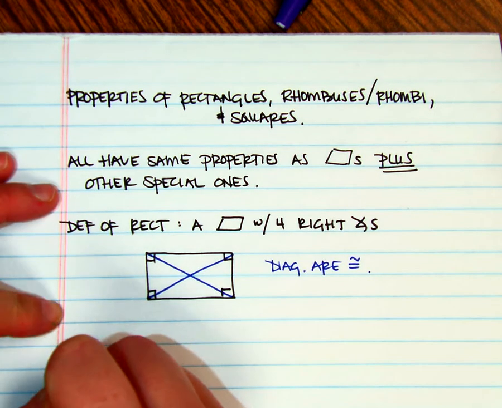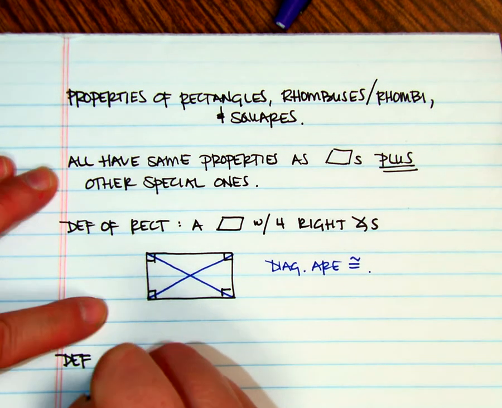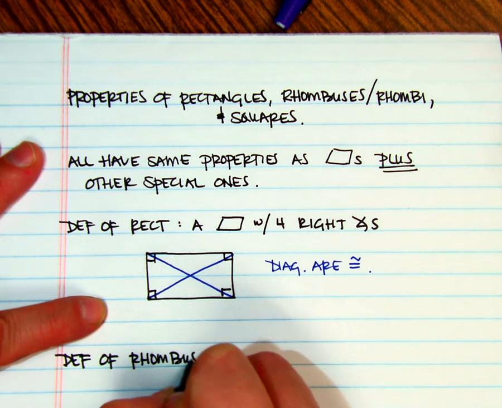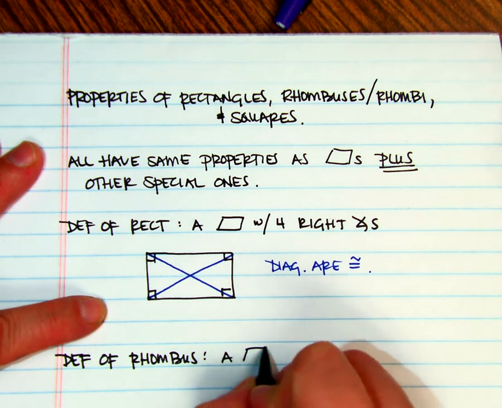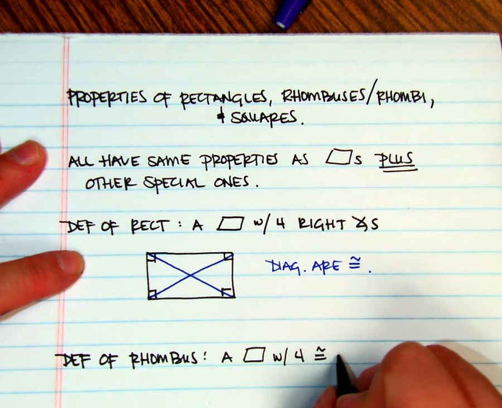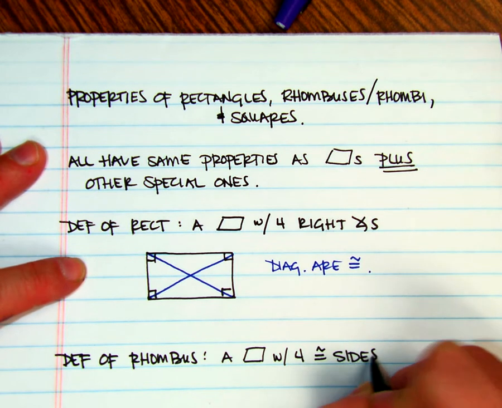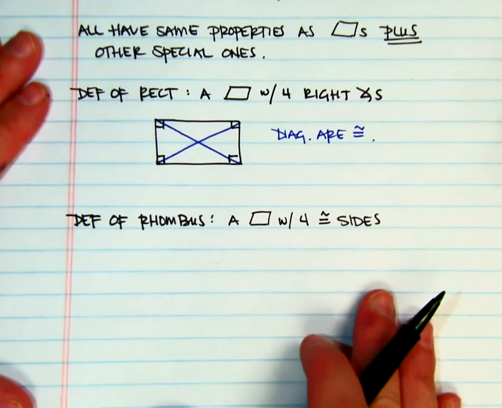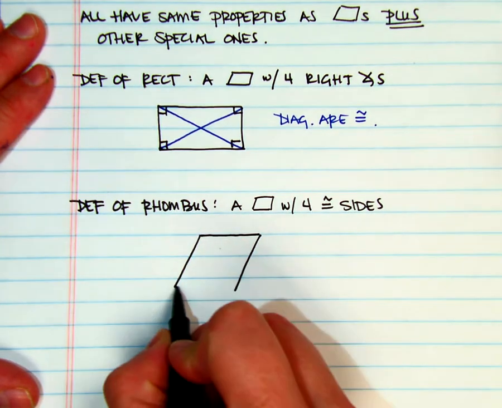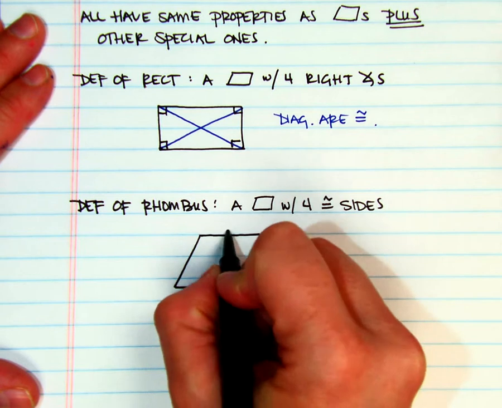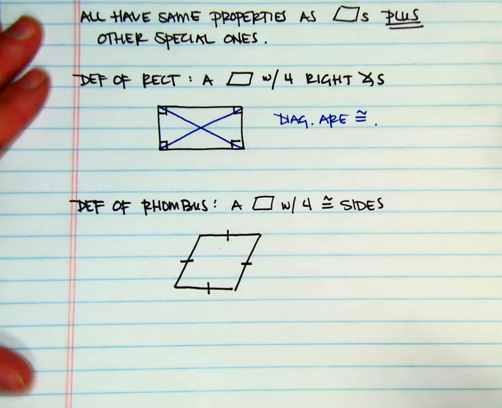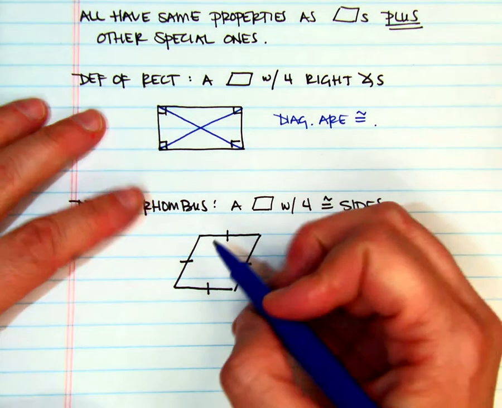The definition of a rhombus, it is a parallelogram with 4 congruent sides. So that means that all the sides are congruent, not just opposite sides. So with a rhombus, some other special things happen.